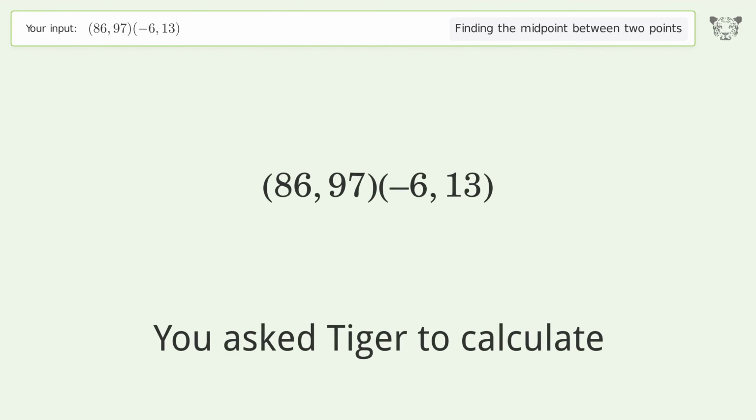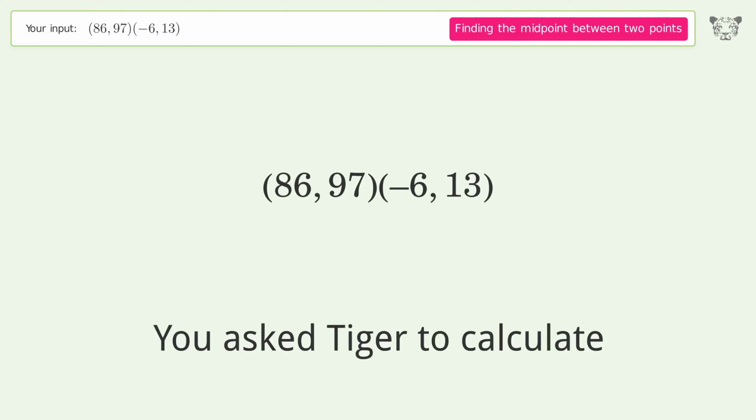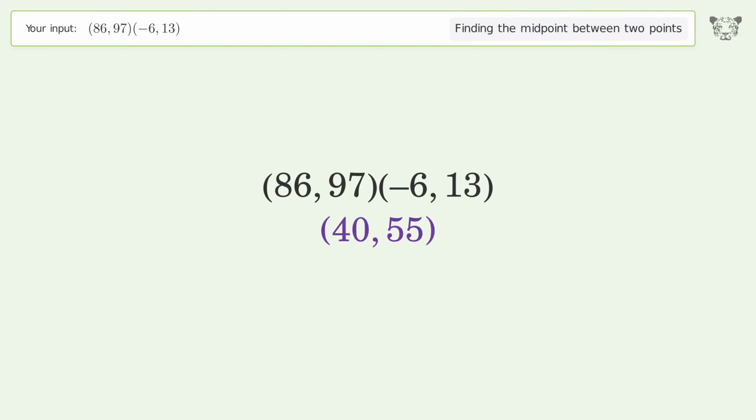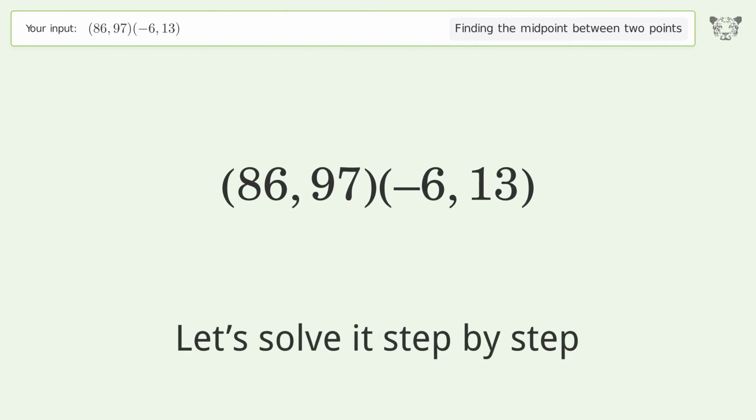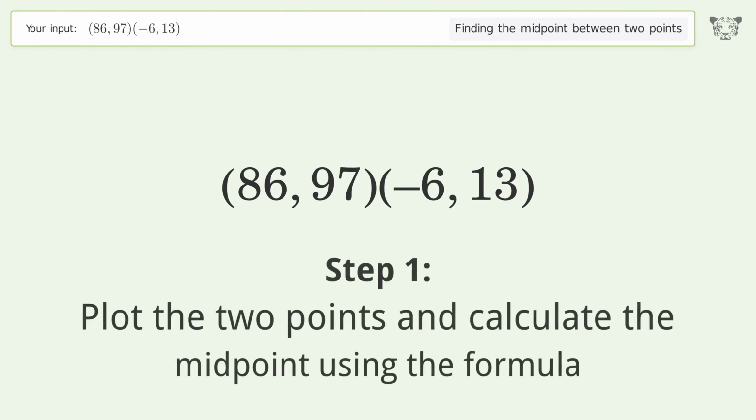You ask Tiger to calculate. This deals with finding the midpoint between 2 points. The midpoint between the 2 points is 40,55. Let's solve it step by step. Plot the 2 points and calculate the midpoint using the formula.